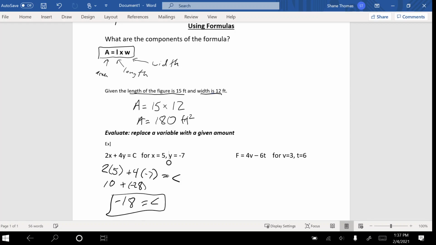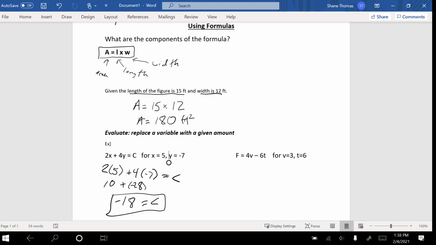Now, we don't necessarily know what those letters are, but we know that C is equal to -18 because we had the other ones. Okay, so when you have a problem like that, you don't just put the 5 beside the 2, you have to multiply them. If a number is written right beside the letter, you have to multiply them.